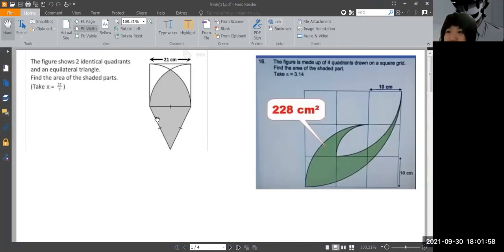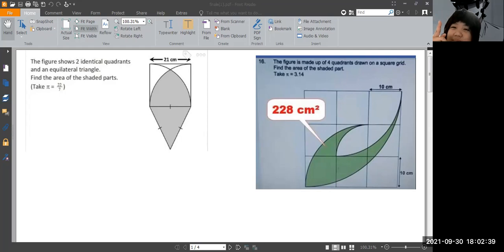Okay, over here, how do you do this question? Basically you should be looking at the extra questions that I sent you. I hope you can see the first question here on the left. It says the figure shows two identical quadrants and an equilateral triangle. Then find the area of the shaded part.